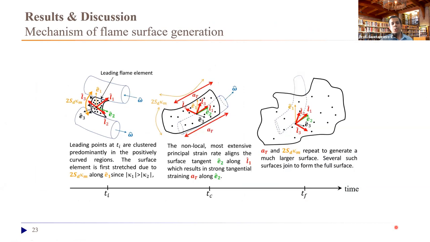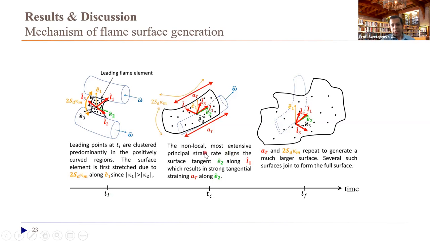Now, how does the flame surface generate? If you look into the leading regions, the leading points are essentially clustered in the positively curved regions. And when the surface is positively curved and it has a propagation speed SD, then it is also positively stretched. So first, flame surface generation happens due to this stretch term. It's twice SD times mean curvature along the direction of the principal curvature. So the flame surface is generated just due to the stretch caused by propagation and curvature.